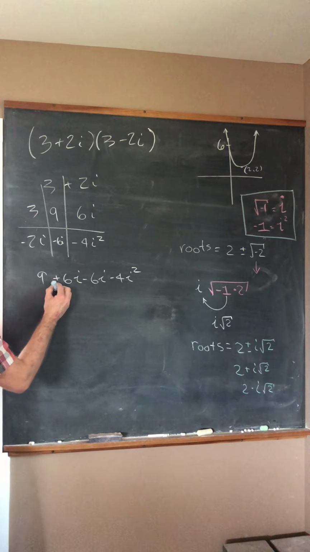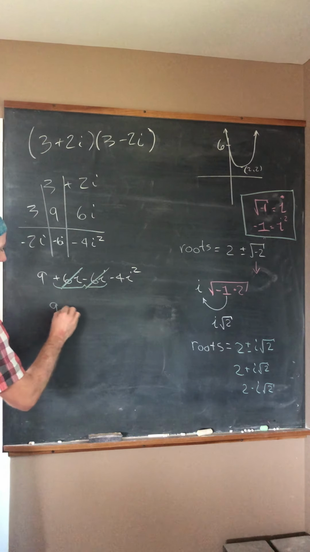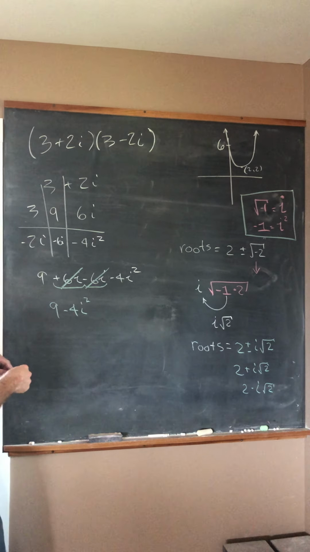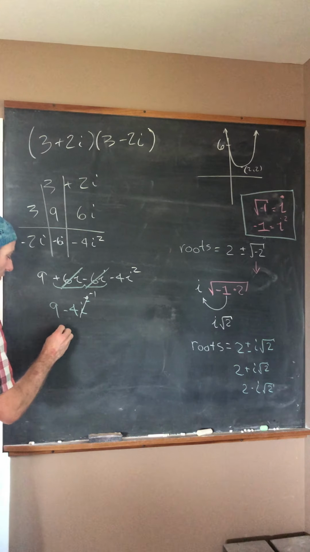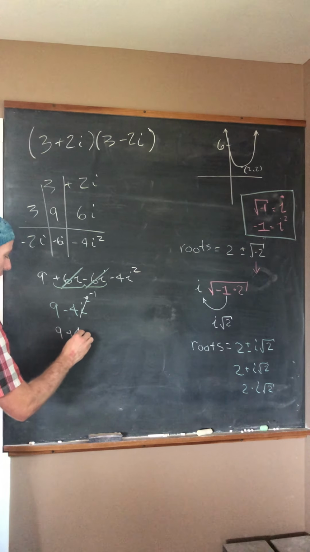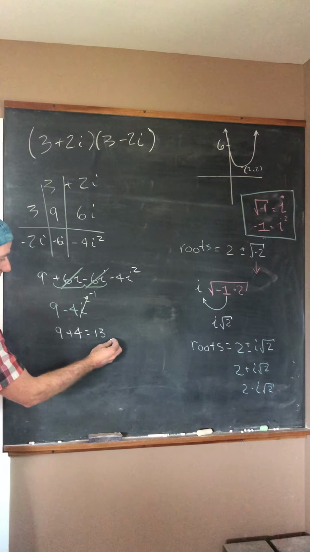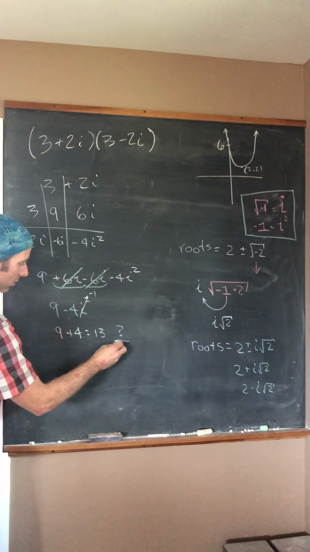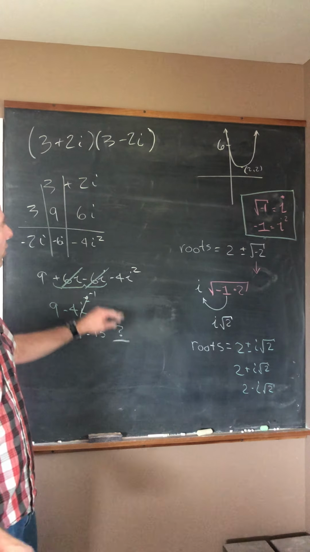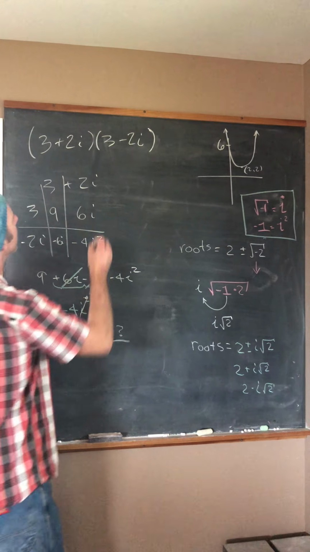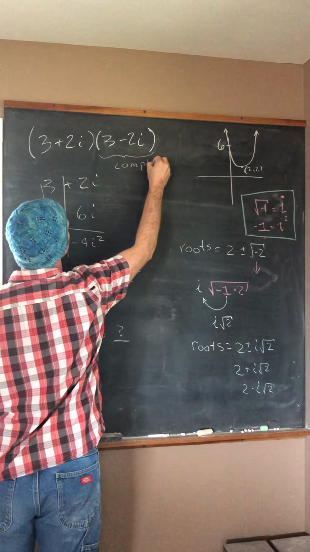Let's go ahead and simplify this. Positive 6, negative 6, those cancel each other out. So then I have 9 minus 4i squared. i squared is negative 1. Negative 1 times negative 4 is positive 4. 9 plus 4 equals 13. Hey. There's no complex part. We have now eliminated the complex part. This here, this is called the complex conjugate.